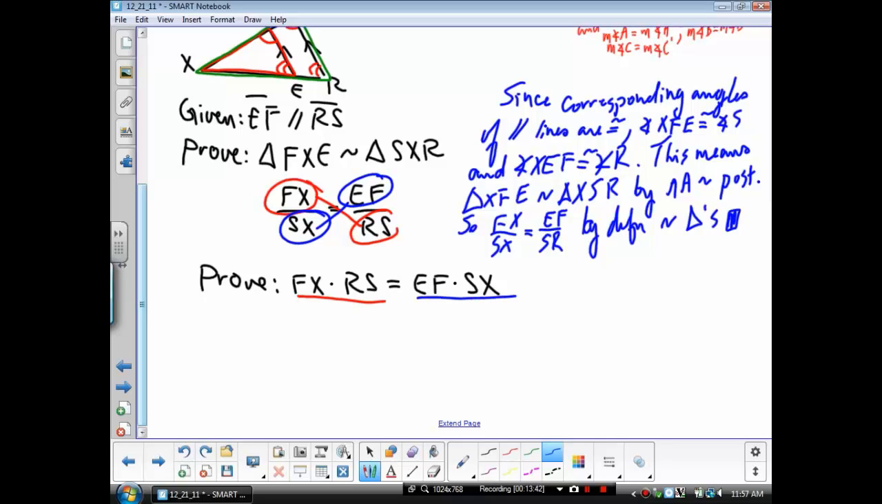So if they ask you to prove something where you have a product equal to another product, go through the process I just went through first. The triangles are similar, so the sides are in proportion, by definition of similar triangles, which means this must be true by the means extremes property. Does that make sense to people? Yes. Okay.